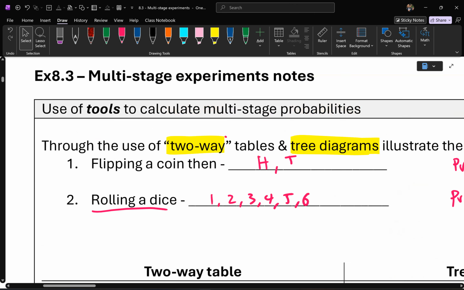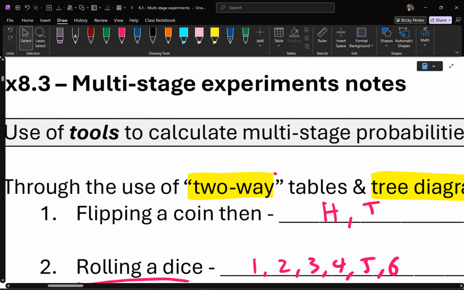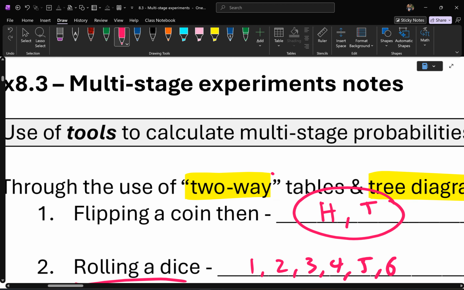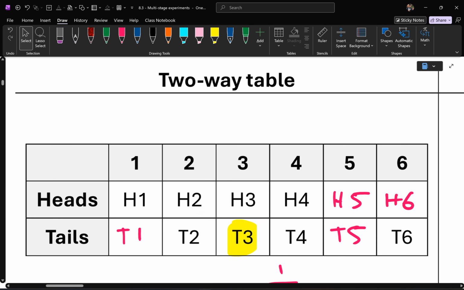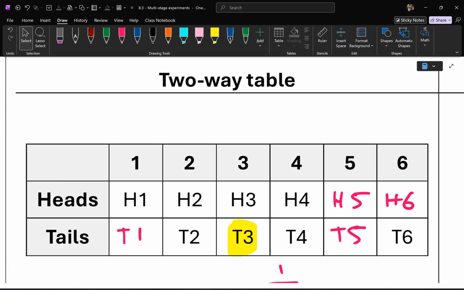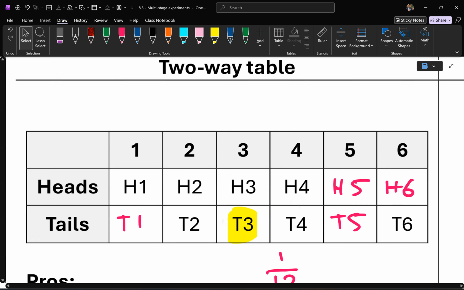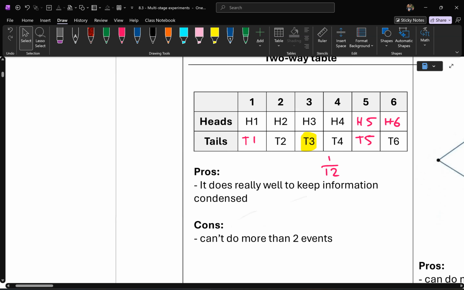You see that? So initially this one was easier because in a single stage, you can see the total options, heads or tails. Rolling a dice, you can see it's 1, 2, 3, 4, 5, 6. The problem is when you add 2 things together, you then got to think about what are all the possibilities you can get. You can get heads with a 1, heads 2, heads 3, heads 4, heads 5, 6. You list out. The two-way table works because you get 2 events. So here, what are the pros of using a two-way table?